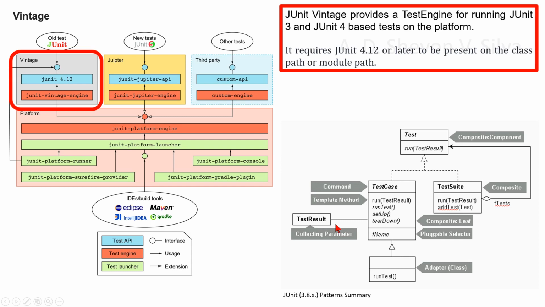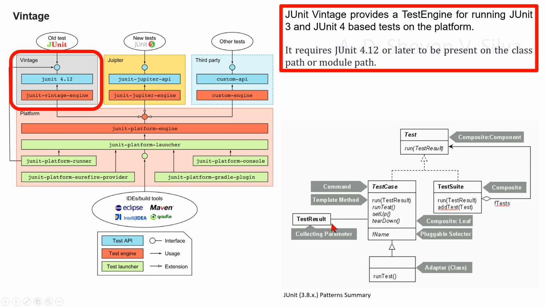JUnit comes with different implementations of TestResult. The default implementation counts the number of failures and errors and collects the results. The TextTestResult collects the results and presents them in textual form. Finally, the UITestResult is used by the graphical version of the JUnit TestRunner to update the graphical test status.